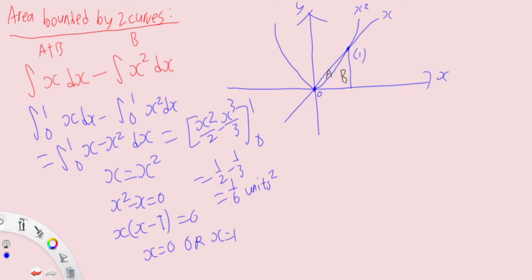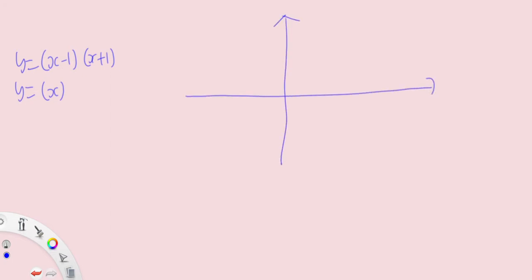So let's consider another example, albeit a more complicated one. Let's say we have y equals x minus 1, x plus 1, basically x squared minus 1, and again the graph y equals x. So we know that the graph is something like this, okay? And then the same question applies: find the area bounded by these two curves.